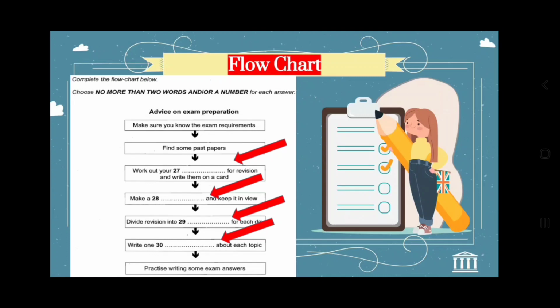Number 28 says make a what? Make a list and keep it in view. Probably we need a noun which is countable. And then divide revision into categories or subcategories for each part, for each day. And number 30 says write one, what do you think? One example, one scenario, one paragraph about each topic, and so on and so forth. So this is how you apply the filters to have your assumptions.